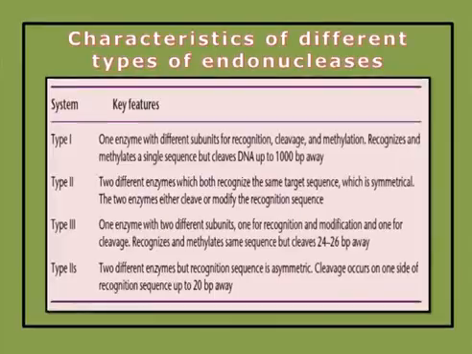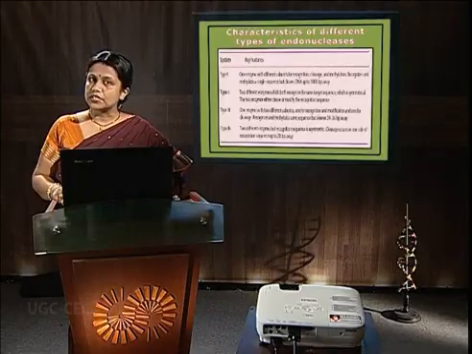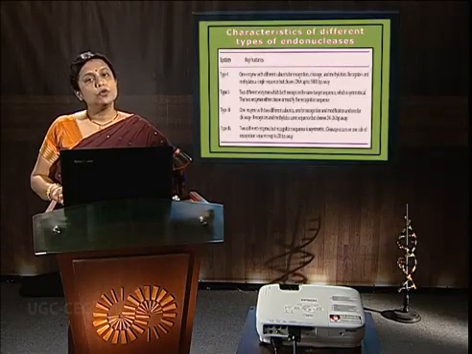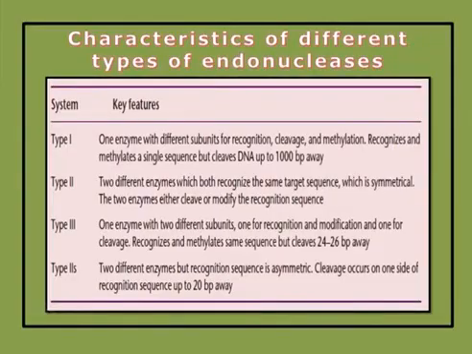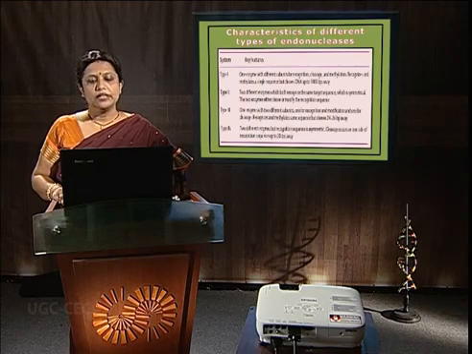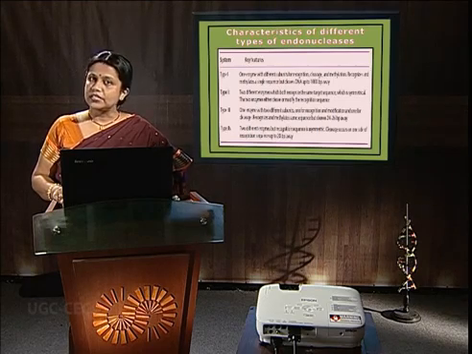Let's highlight the types of restriction endonucleases. In very brief, type 1 comprises of an enzyme with different subunits for recognition, cleavage, and methylation. They recognize and methylate a single sequence but cleave the DNA some 1000 base pairs away. On the other hand, the most popular restriction endonuclease is the type 2, which has a symmetrical recognition sequence. It comprises of 2 different enzymes that either cleave or modify the recognition sequence.